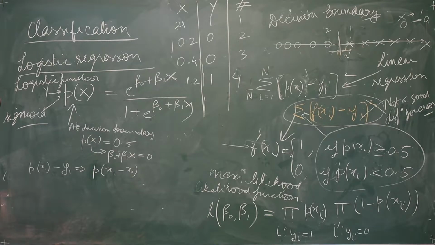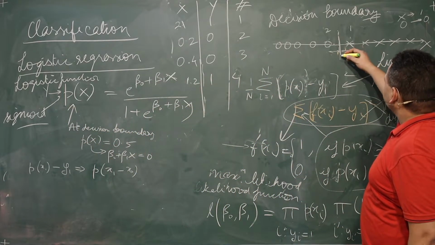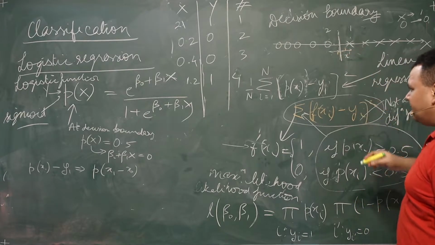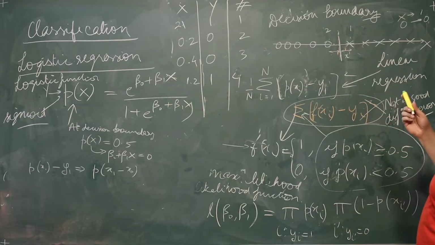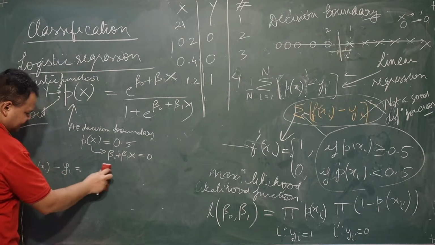No, no, no. Let me think about it. So this is your decision boundary. Okay. Here your probability is going to be 0. Yeah, you're right. We'll have to subtract them individually.